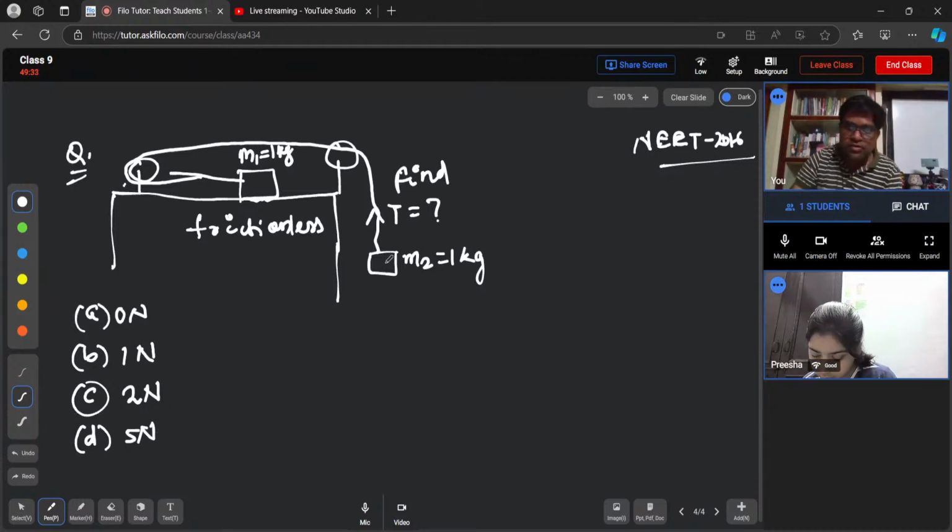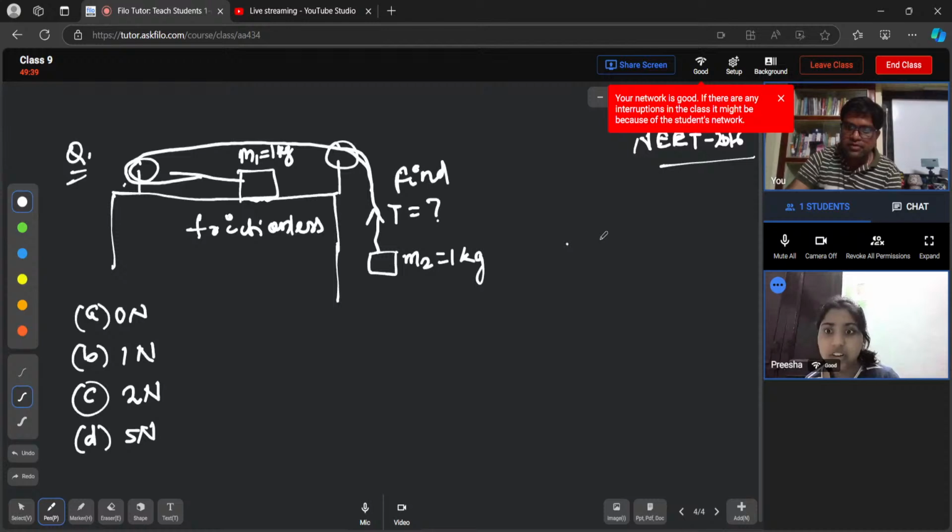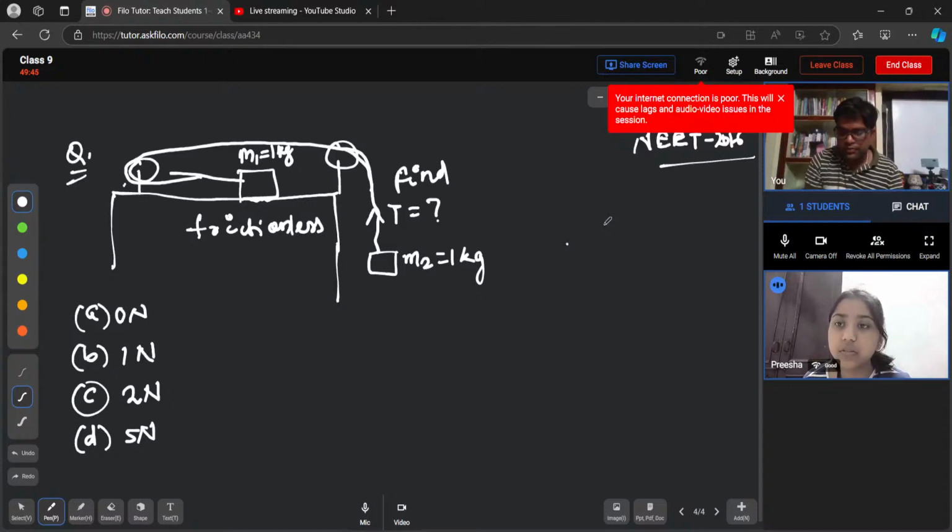So it is a single rope. So the same thing, if you imagine a spring. What is the answer you are getting? 5 Newton. Yes, so the answer will be 5 Newton.